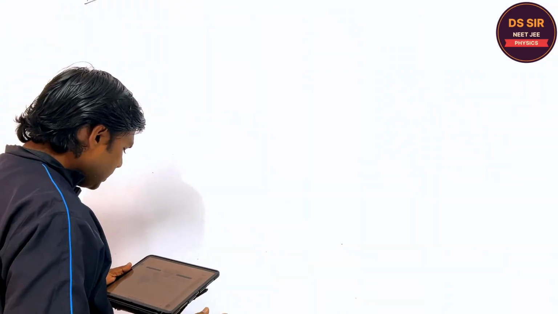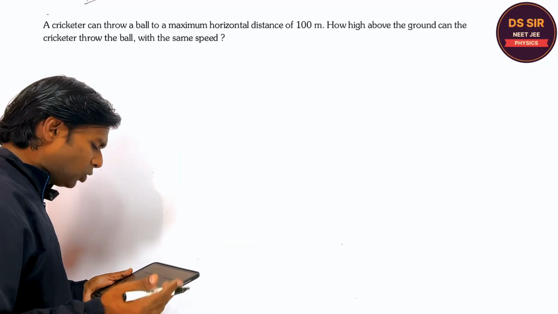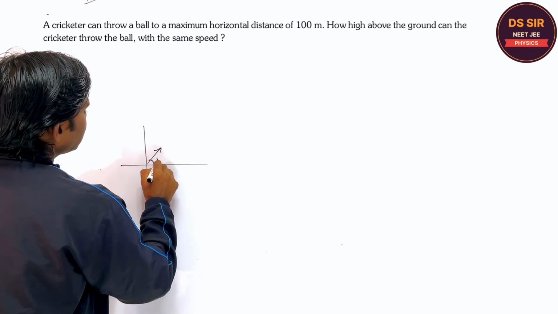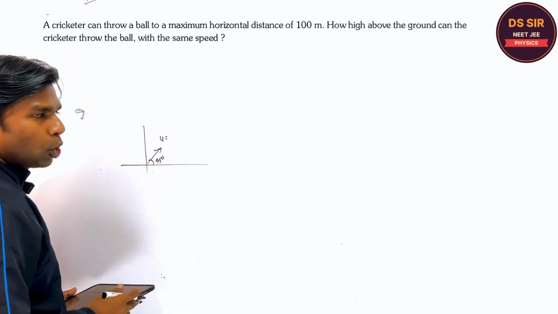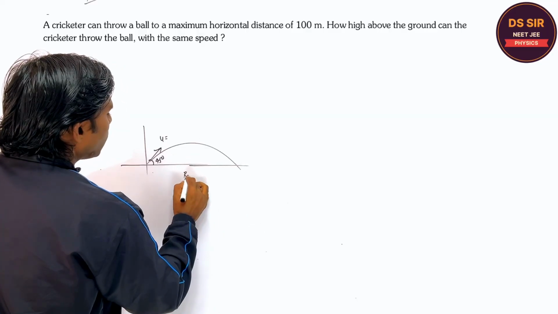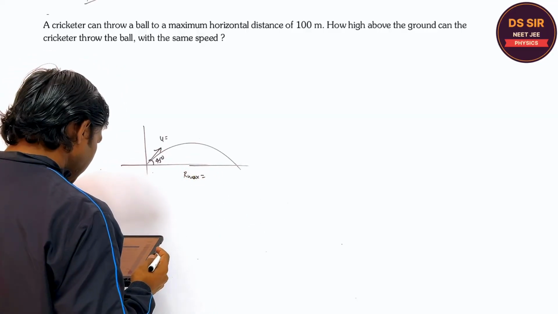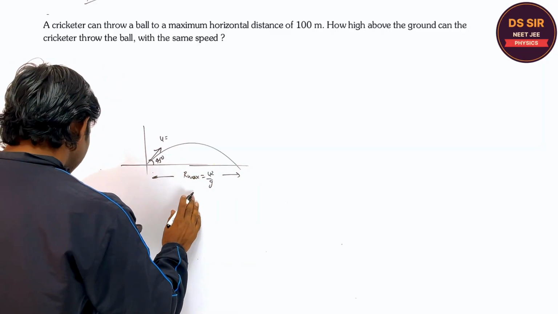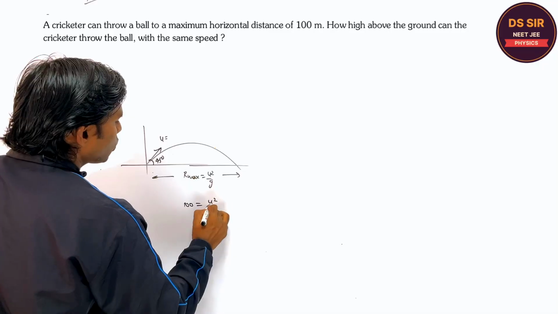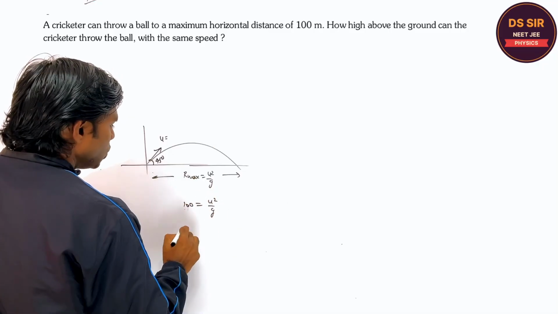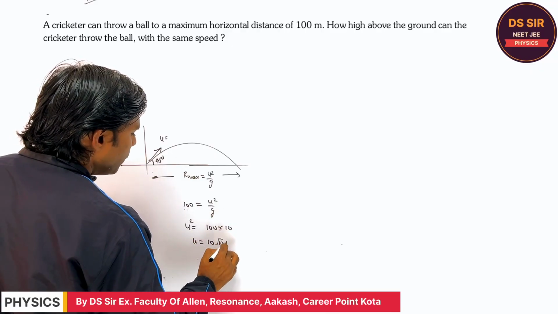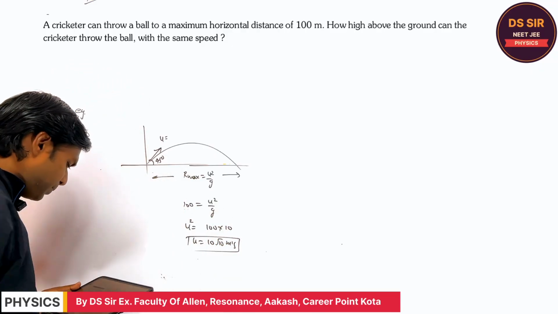Copy this. So in the next example, you can read the question: the cricketer can throw a ball to a maximum horizontal distance. So maximum horizontal distance is given. So it will be thrown at angle 45 degree. Can you tell me what is the maximum range? The maximum range formula is u square upon g at theta equal to 45 degree, and this is given as 100 meter, right? U square upon g. Are you getting? So from here you can get the value, u is equal to 10 root 2 meter per second. Fine. This is the speed.